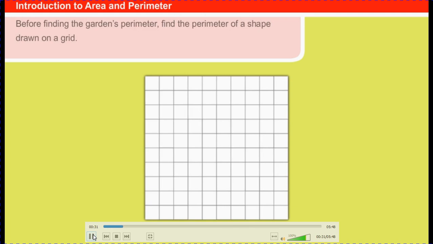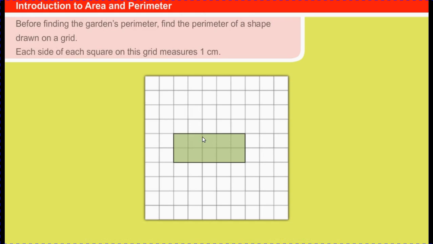Let's see how. Before we find the garden perimeter, find the perimeter of the shape on the grid. You see here we have this shape like a rectangle, and you must get each side. Then let's count. Imagine that you are standing here and counting your steps: 1, 2, 3, 4, 5. Then this side is 5. And count this side: 1, 2.